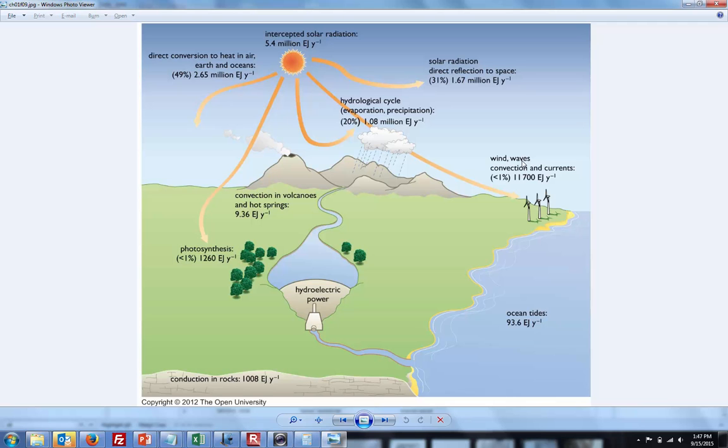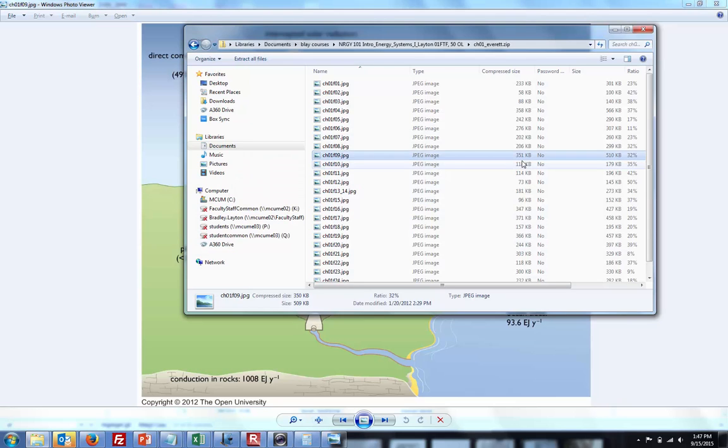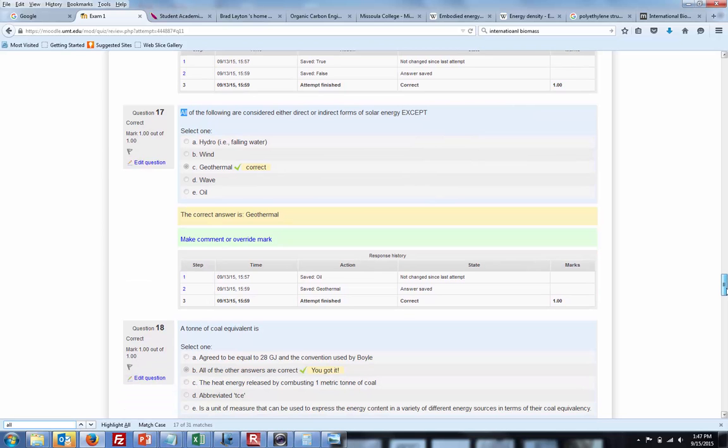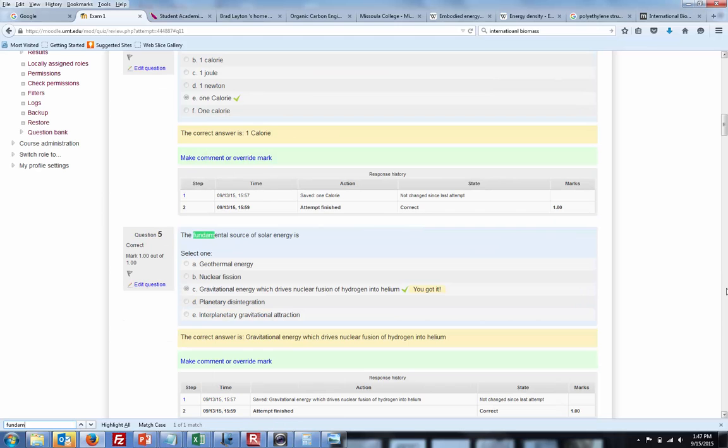Forgot about that one. Okay, and then Rain, you said you had one other question. The other question that I missed both times, I think I figured out, but okay: the fundamental source of solar energy is. I started out with geothermal energy because what I read sounded like that, and then it also said nuclear fission. But I'm assuming what it is is gravitational energy, which drives nuclear fusion of hydrogen into helium. Yeah. I did mention that in lecture. Maybe I should spend a little more time on it.